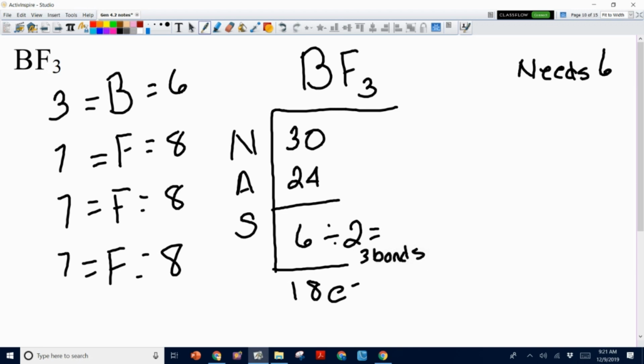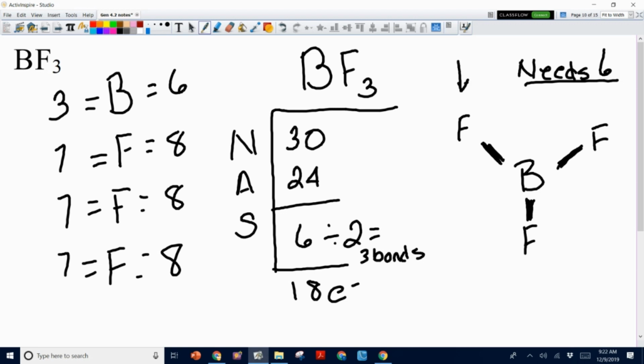All right, so what's going to go in the center? Well, between boron and fluorine, boron is the least electronegative, so it's going to go in the center. We're going to space our fluorines out equally. So it's something like this. We have 3 bonds, so we have 3 lines. Now we have 18 electrons. We're going to start in the center with boron. Remember, boron only needs 6, so it sees 2, 4, 6. So the bonds that are holding the fluorines on satisfy boron.